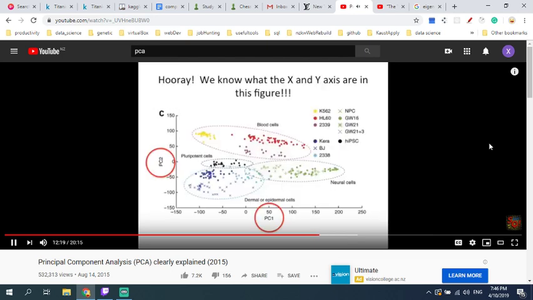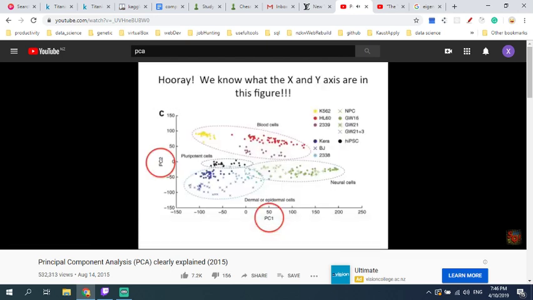So we know what PC1 and PC2 are, we know what the x and y axes are in this figure. PC1 is the direction of the most variation in gene expression, and PC2 is the second most variation in gene expression. But I bet right now you're asking yourself this question. This is a plot of cells, not genes. How do we plot cells? So far, all we've talked about is how to plot genes.